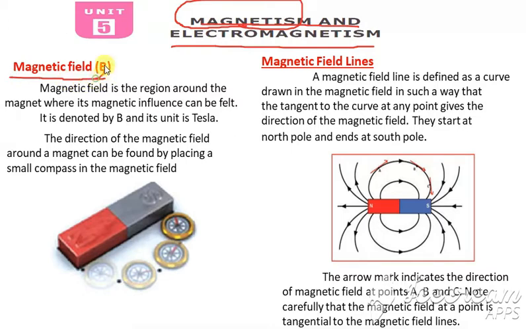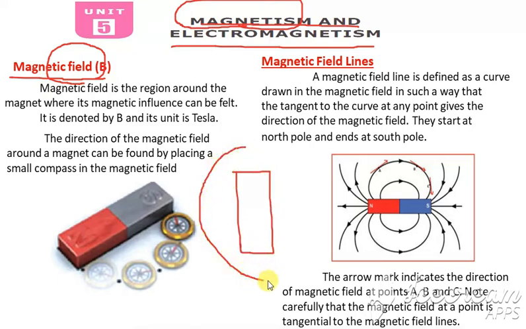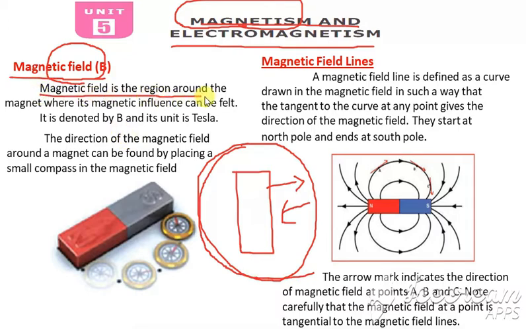What is meant by a magnetic field is this: if you consider any magnet, around it you experience either attraction or repulsion. Attraction is coming together, repulsion is moving away, is it not? That attraction or repulsion in the space around the magnet is called a magnetic field. So the magnetic field is the space around the magnet where its magnetic influence can be felt.